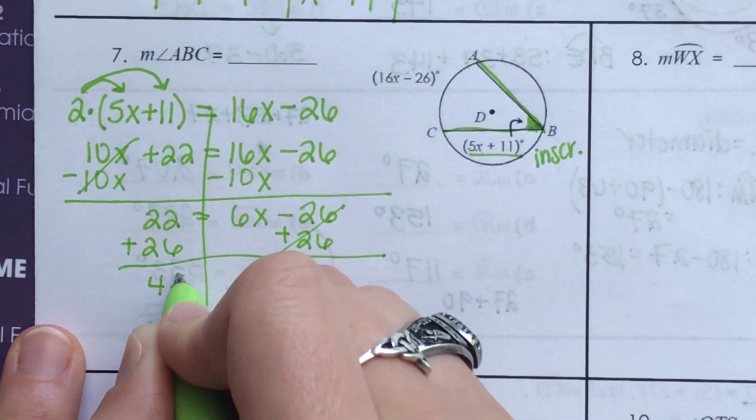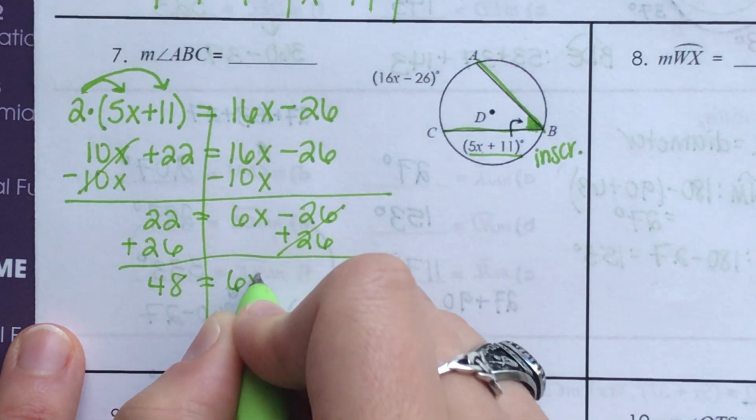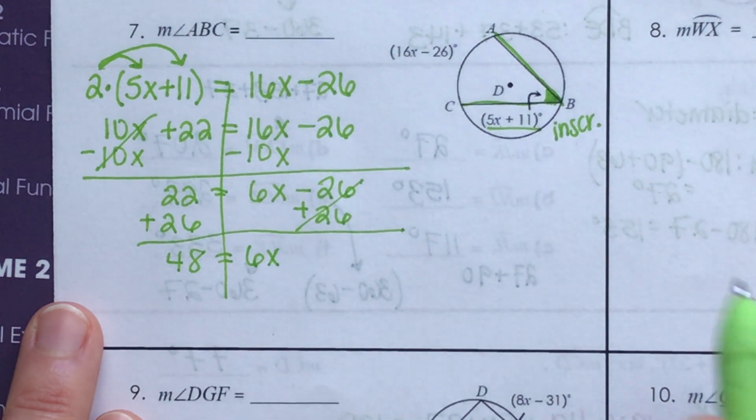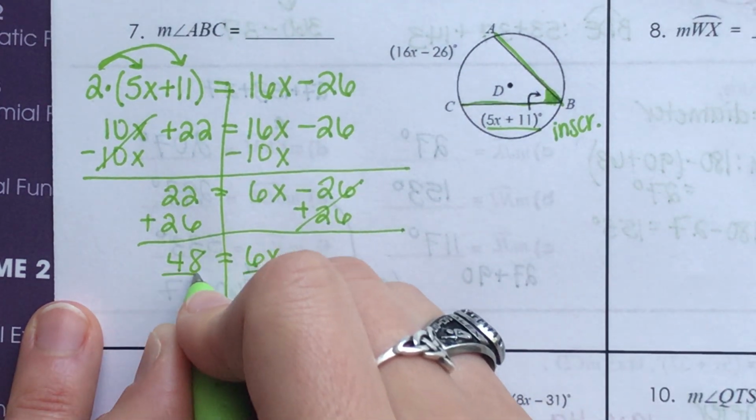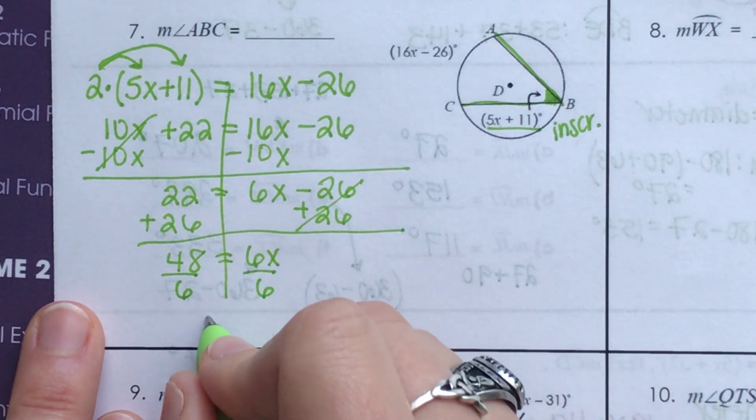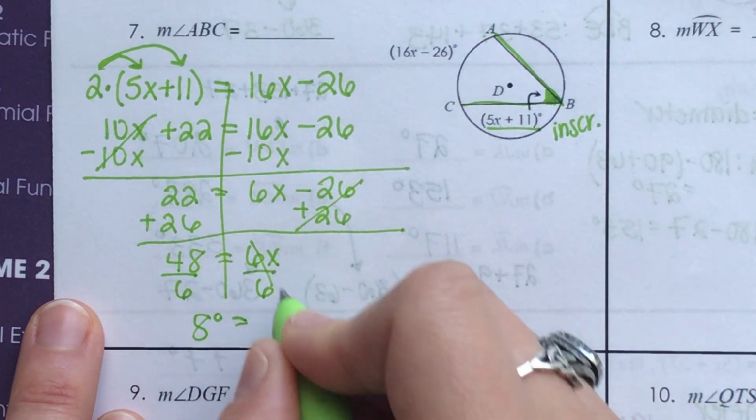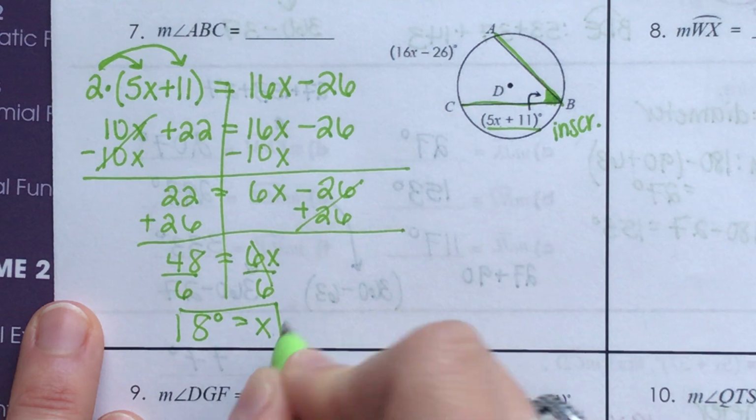I get 48 equals 6x, and then to get the x by itself, I divide by 6, divide by 6. So I end up getting that 8 degrees equals x.